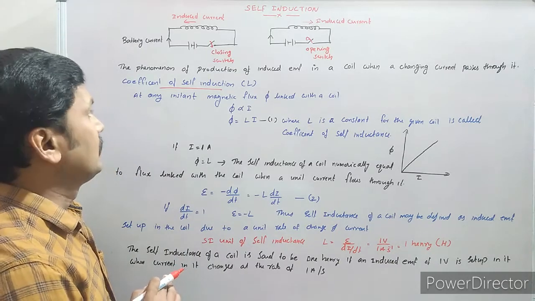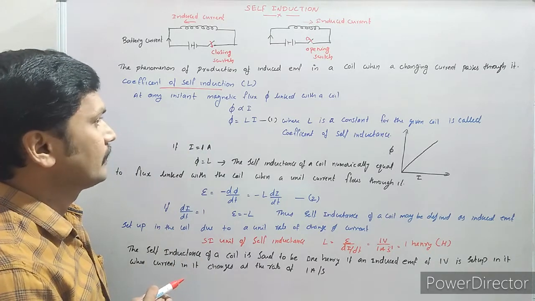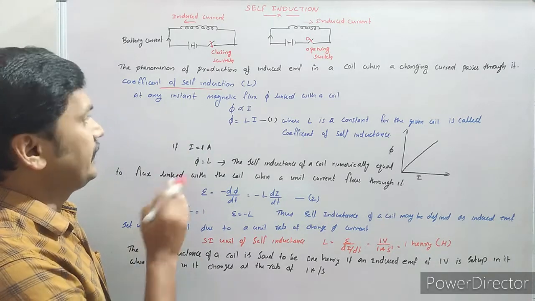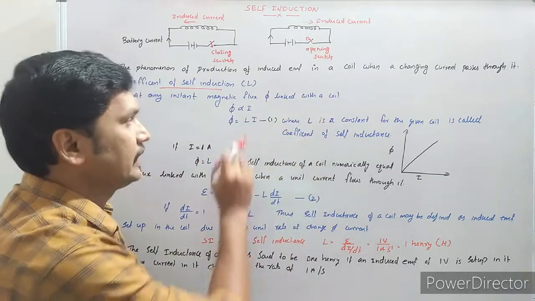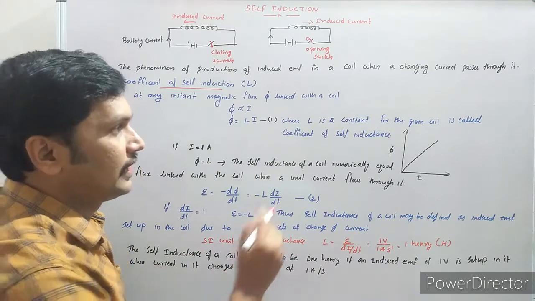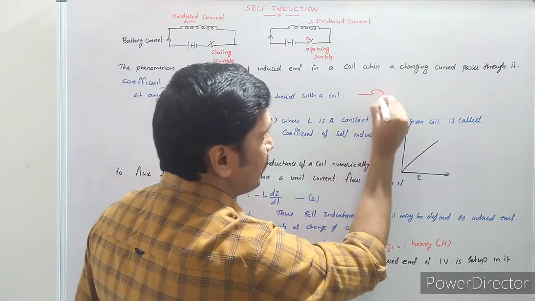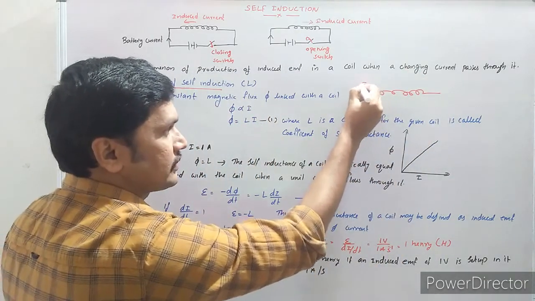Now let us see what is the coefficient of self-induction. Suppose at any instant the magnetic flux phi linked with a coil is directly proportional to I. We know that suppose a current I is passing through a coil. This is a solenoid or a coil. Current I is passing through this coil.